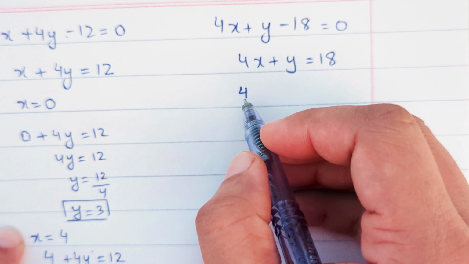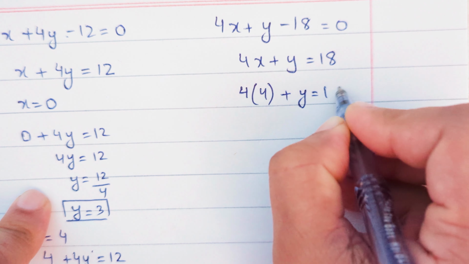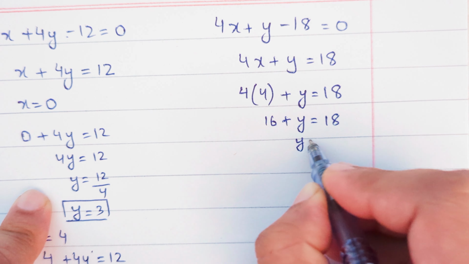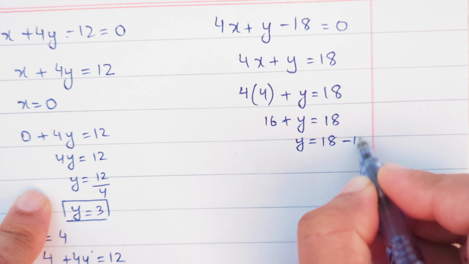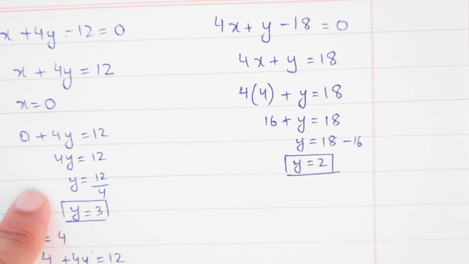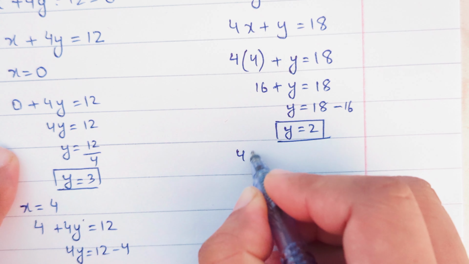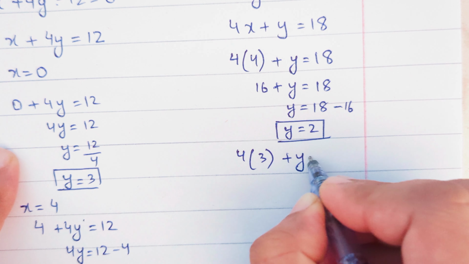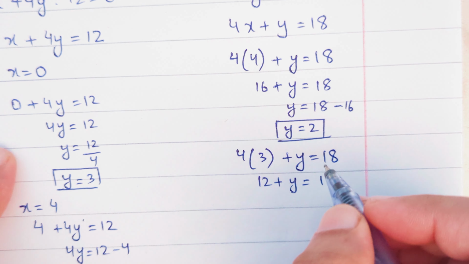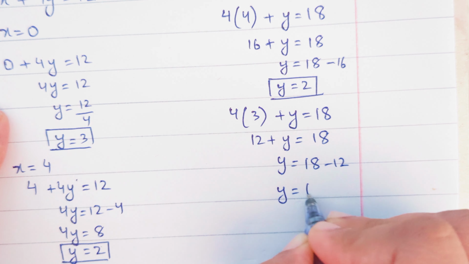So let's take a positive number. Let's take +4. 4 4s are 16. And when we subtract it to the other side, it gives us +2. Okay, let's take another value. Let's take 3. So it will be 12. 12 plus y is equals to 18, and so y is equals to 18 minus 12, which is 6.